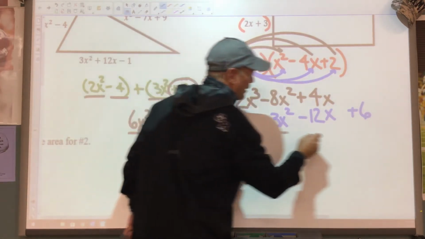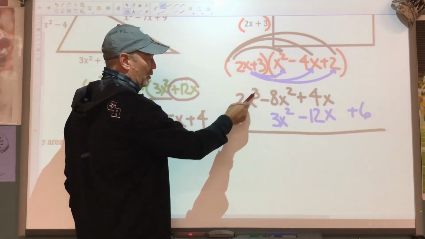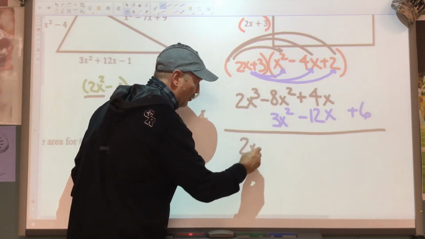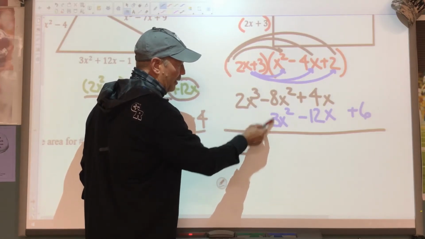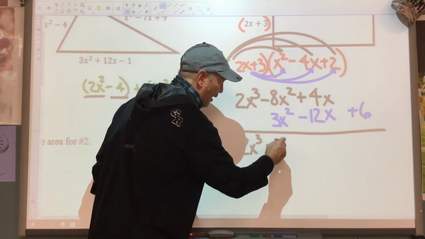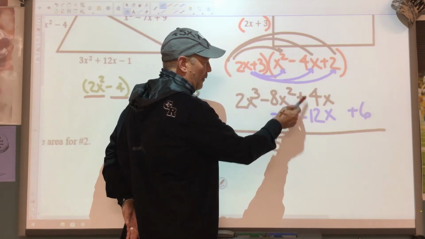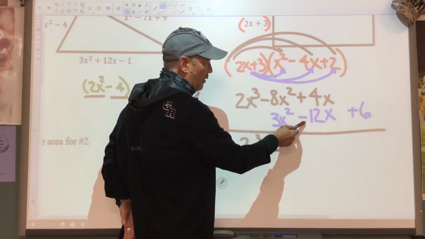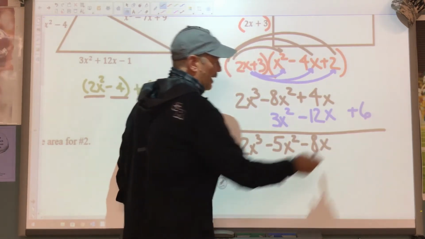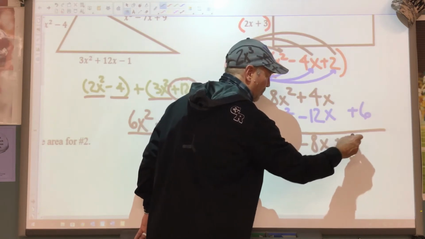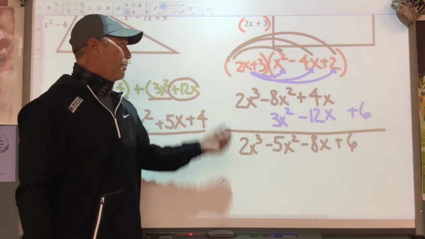We're going to draw a line, and we're going to combine like terms vertically. I don't have anything to put with my 2x to the third, so it stays 2x to the third. I have a negative 8 and a positive 3. That's going to leave me with a negative 5x squared. I have a positive 4 and a negative 12. That's going to leave me with a negative 8x. And then I just have nothing to go with my 6, so it stays a positive 6. There is the area of our rectangle. We have multiplied a binomial times a trinomial.